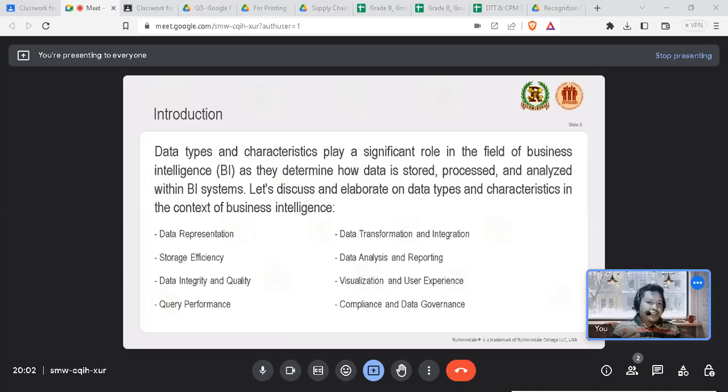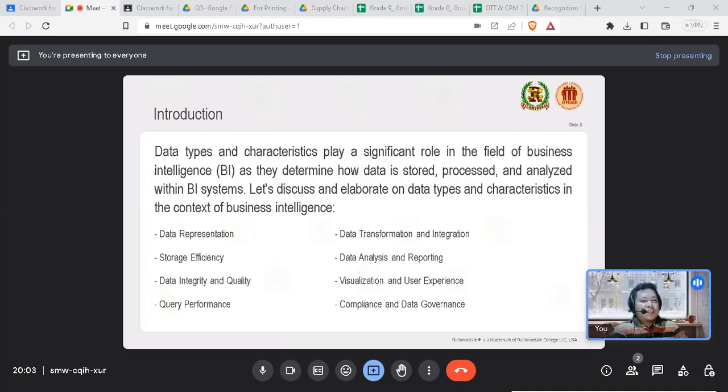Okay, so next is compliance and data governance. Defining and adhering to data type standards and guidelines ensures consistency and facilitates data governance processes. Properly defined data types support data lineage, data classification, and data security measures within the business intelligence system.